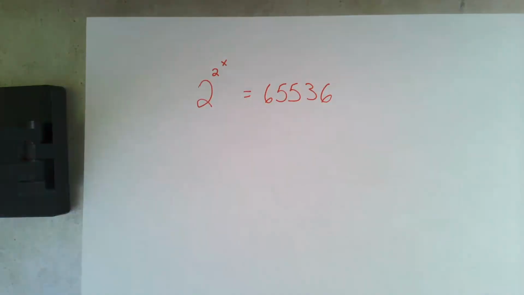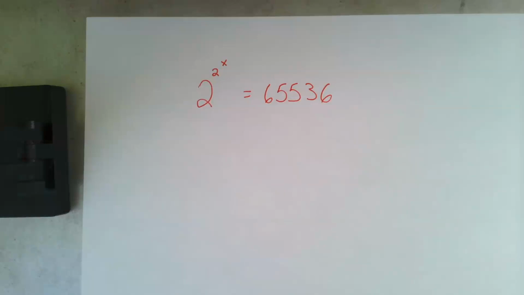Okay, let's look. Okay, so here is the problem in question. 2 to the 2 to the x equals 65,536. Now, this problem showed up in an Algebra 1 class.